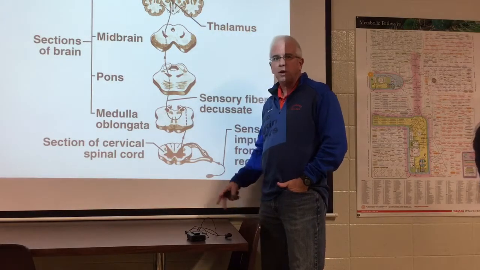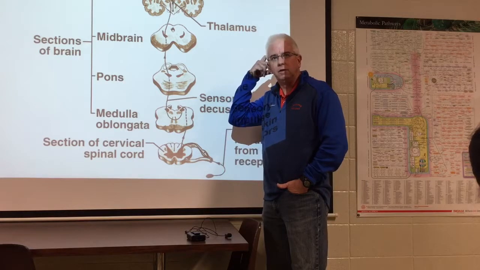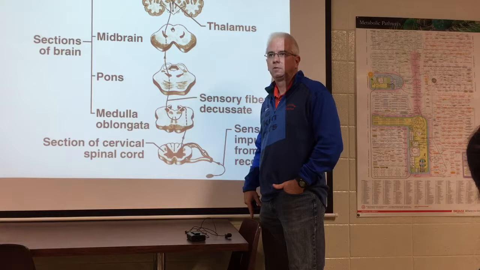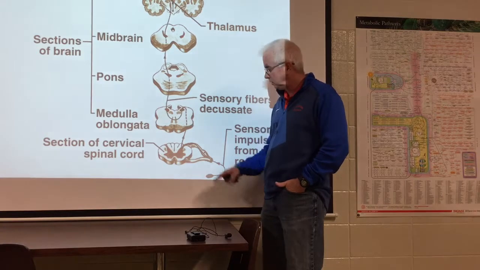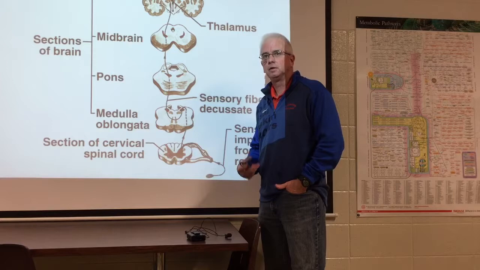So if there are 31 pairs of spinal nerves, how many pairs of ganglia do you think we have along the spinal cord? 31. 31 pairs of spinal ganglia. And each of these spinal ganglia is a cluster of unipolar cell bodies.